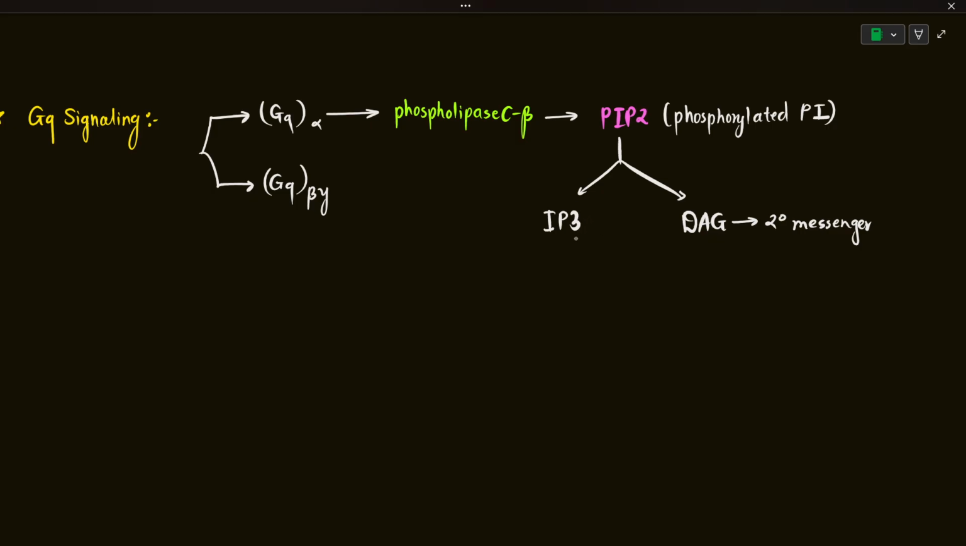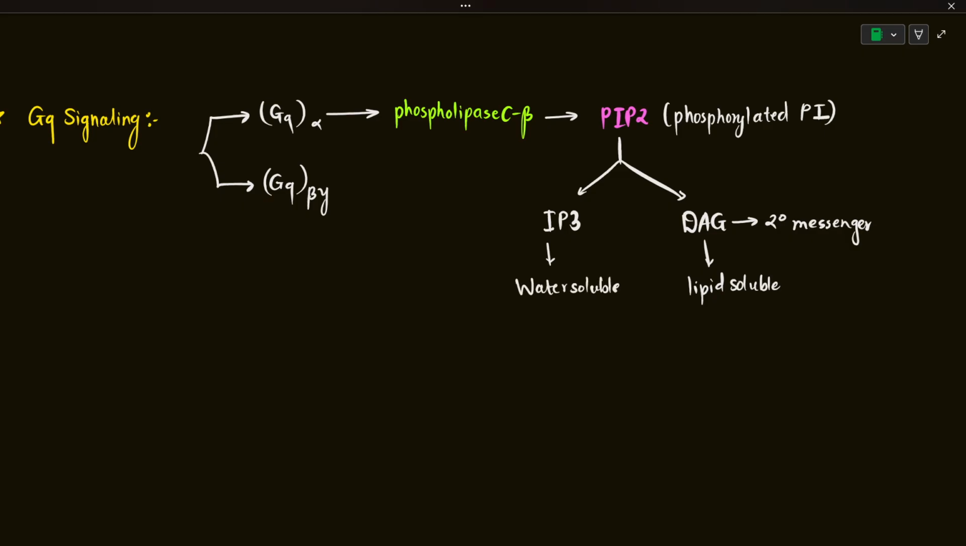Both of them, IP3 and DAG, are going to do some downstream signaling, but the difference is DAG, diacylglycerol, is lipid soluble. I mentioned this in the last class as well, the signaling classes, whereas IP3 is water soluble.